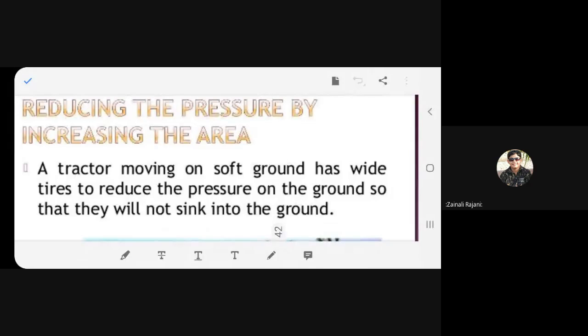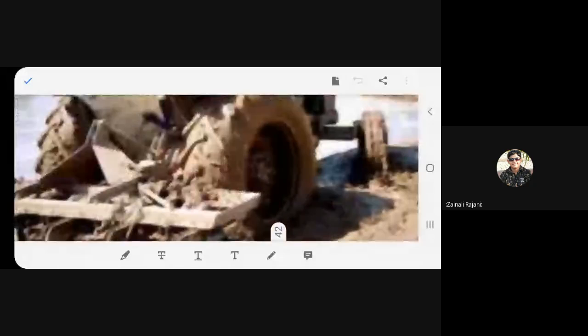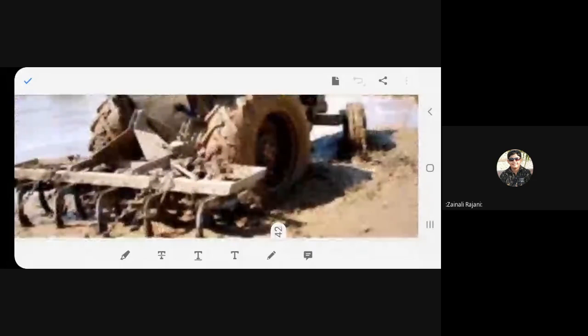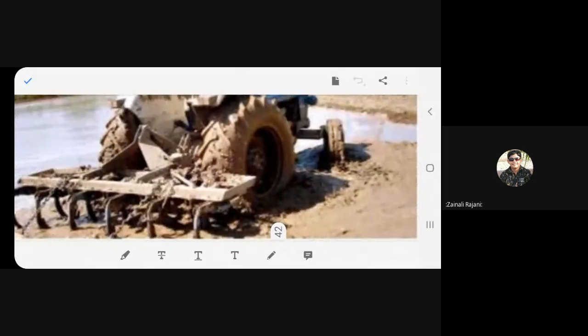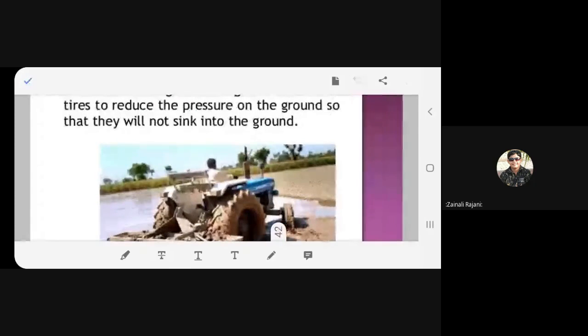Now we will do something opposite. Now this is a tractor, right? See, it is a muddy ground. Can you see how dirty it is? It's a muddy ground. Now this tractor has got wide tires, big tires, isn't it? So what we have done, we have increased the surface area.